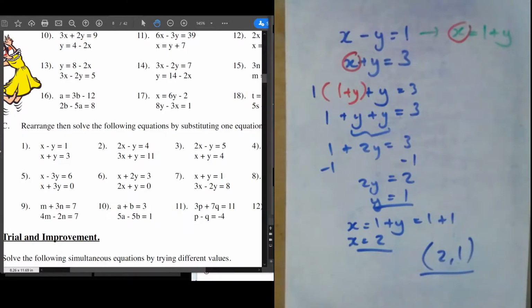Everyone else can get started on section B. Obviously, you've got enough time to do a fair amount of questions, okay?